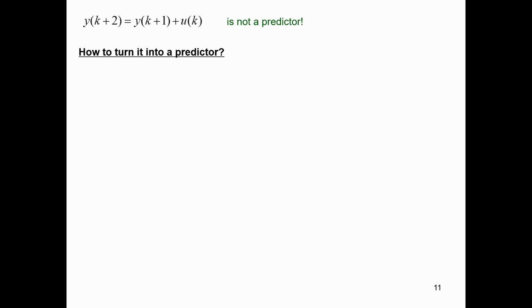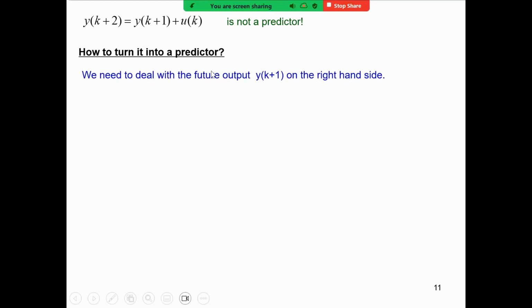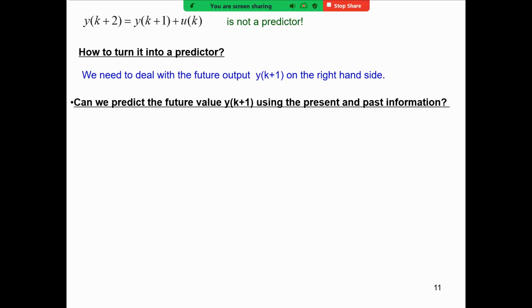Therefore, let's try to overcome this. We know this is not a predictor, so we have to change it into a predictor. Then we say we have to deal with the troublemaker, YK plus one. Then we ask the question, look, I don't know the future output, I cannot measure that. But can we predict it? Can we predict the future value YK plus one using the present and past information? You look at this equation again and think about that and give me the answer, yes or no? Actually, yes.